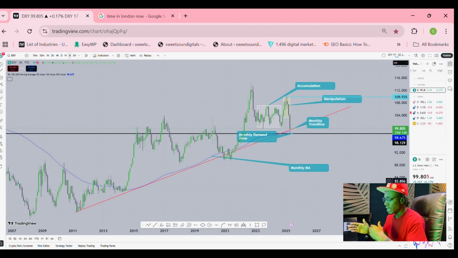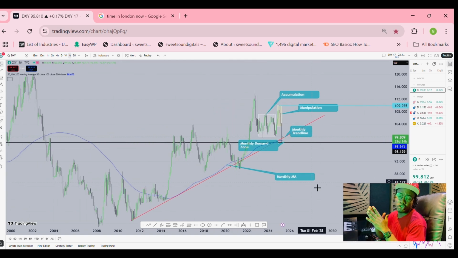The dollar index and the Euro USD, they move in opposite directions. If the dollar index is buying, then the euro is selling, right? But if the dollar index is selling, the Euro USD is buying. So don't ask me how. This is how it has been.